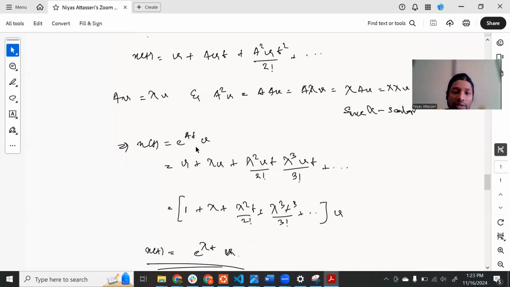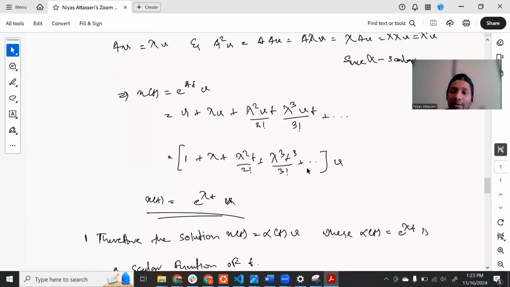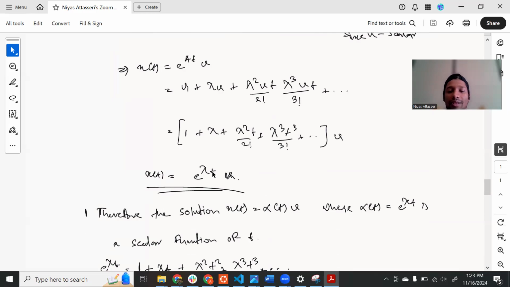Now, x of t is equal to e raised to At v, and this can be expanded using these changes. We will get v plus lambda t v plus lambda square t square v by 2 factorial, lambda cube t cube v by 3 factorial plus etc. Now, v can be taken outside on the right side. We get 1 plus lambda t plus lambda square t square by 2 factorial plus etc. Now, this is basically the infinite series expansion of e raised to lambda t. Now we get x of t equal to e raised to lambda t times v.